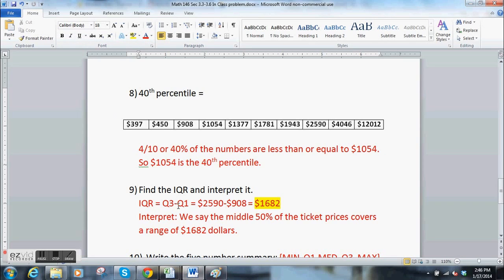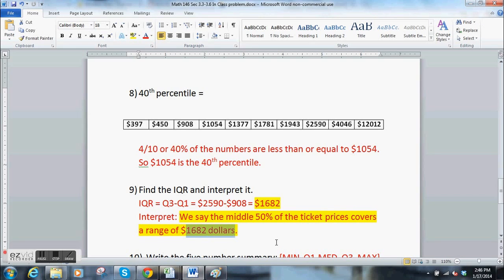And to interpret this, we say that the middle 50% of ticket prices cover a range of $1,682. So if you need to interpret the IQR, just spit out a sentence that looks like this. We say that the middle 50% of the blank, whatever your data set is, in this case it's ticket prices, covers a range of, and then you put the IQR in there, 1682.